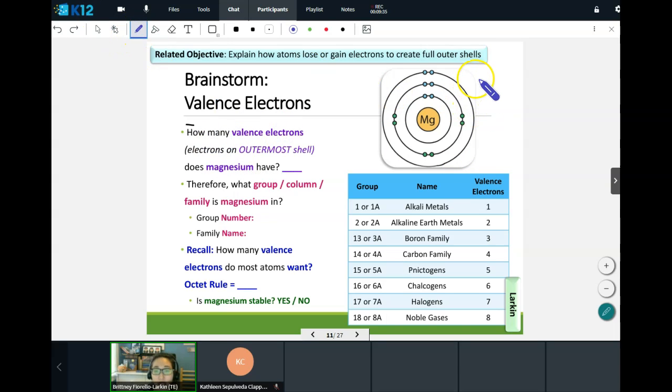All right. So yes, the outermost shell is going to be this one right here. So we're going to ignore everything in the center for now. Because really, I mentioned last week that the outermost shell is the most important. So count them up. How many electrons do you see on that outermost shell? Tell me in the chat. How many electrons do you see on this outermost shell, on this valence shell?